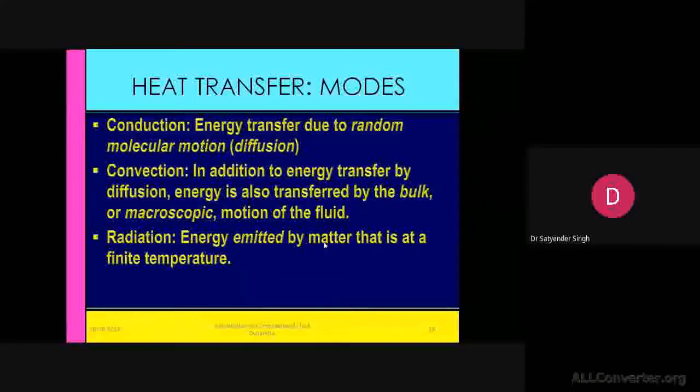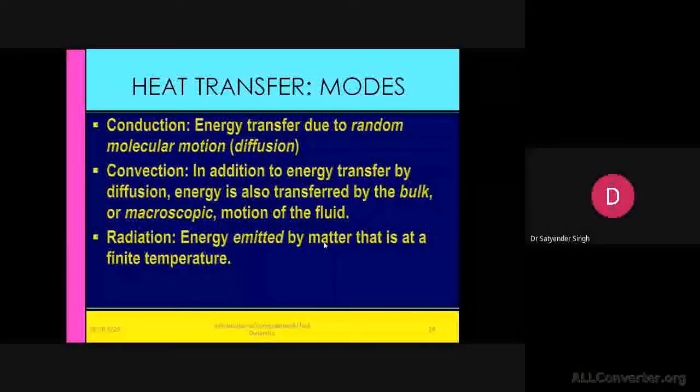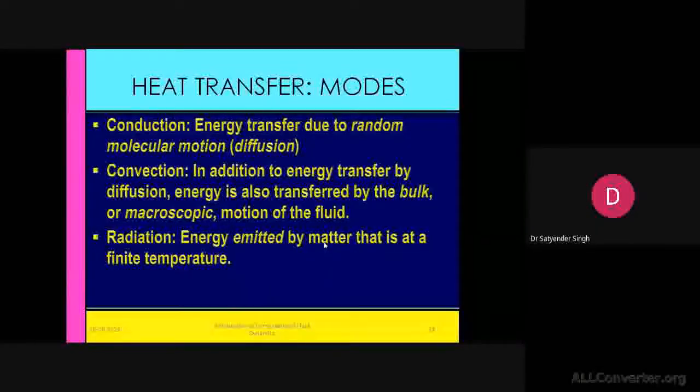So conduction we already know: energy transfer due to random molecular motion. We also call it diffusion. And convection: in addition to energy transfer by diffusion, energy is also transferred by bulk or macroscopic motion of the fluid. So here one word is written, which is 'addition' to energy. It means convection is a sum of your diffusion as well as one additional term, which will be the heat transport or energy transport by the bulk or macroscopic motion. And then the third mode is radiation, energy emitted by matter that is at a finite temperature.